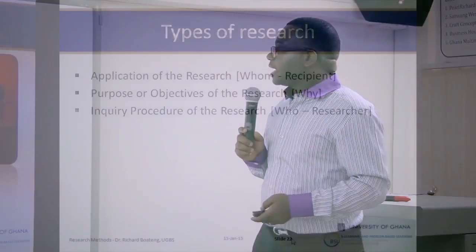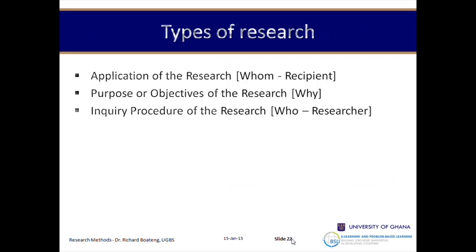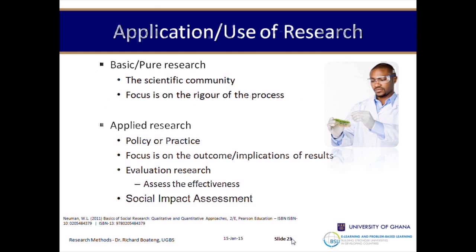Good. Now, what are the different types of research? There are different types that can be differentiated by application of the research: who is going to benefit from the research? Secondly, the purpose and objectives of the research, why we are doing the research. And thirdly, the inquiry procedure, how we carry out the research.